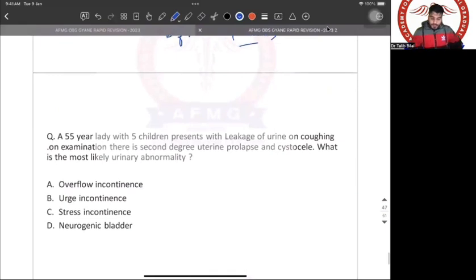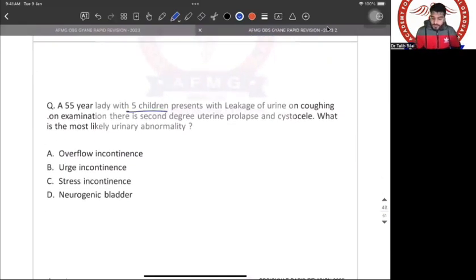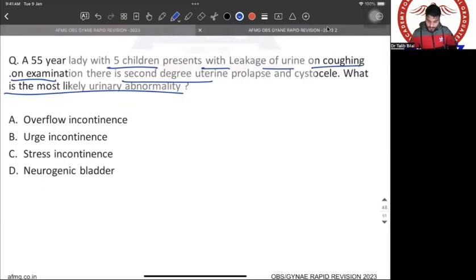Okay. Then a 55-year lady with 5 children presents with a leakage of the urine on coughing. On examination, there is a second degree uterine prolapse and cystocele. What is the most likely urinary abnormality? So guys, your diagnosis is what, guys? Due to the stress, if she's having the leakage of the urine which coincides with the stress, for example coughing, for example sneezing. Are you getting my point? The diagnosis is, my dear student, stress incontinence. Kya hai diagnosis, guys? Diagnosis is stress incontinence.